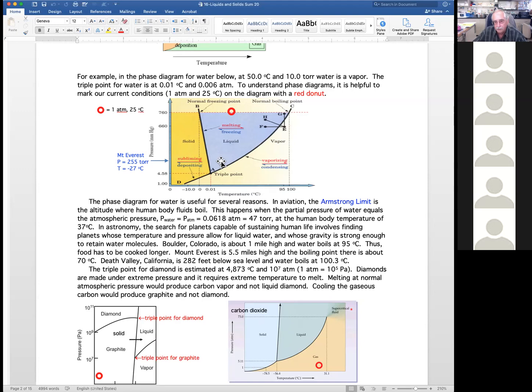And another thing that's interesting, in aviation, they talk about the Armstrong limit. That's the altitude where human body fluids boil. So we're right here. And what happens when you go extremely high? The pressure starts to decrease. And at some point over here, notice liquid, whether it's in your body or not, transitions directly into the vapor phase and you'd be dead. That's why you need pressurized suits, as well as temperature control, right?